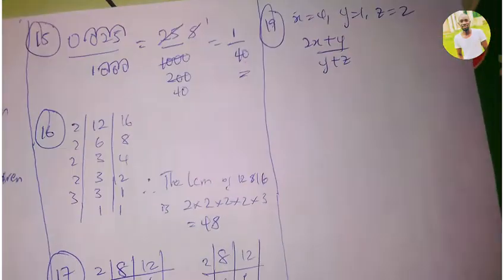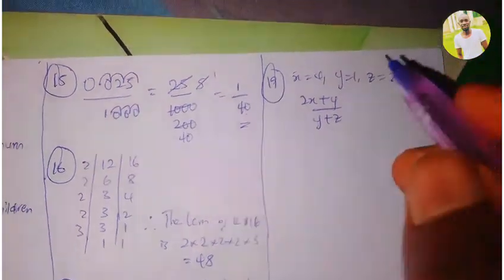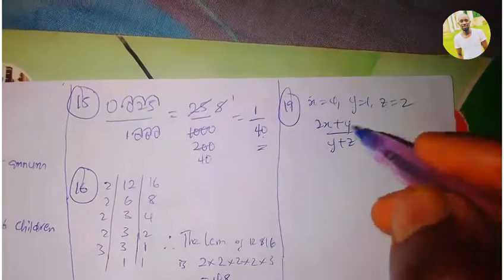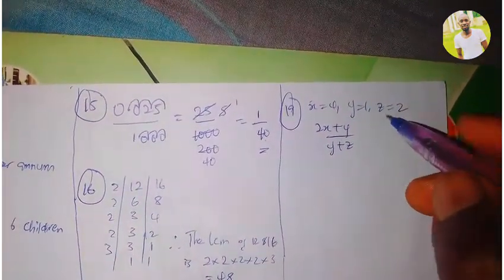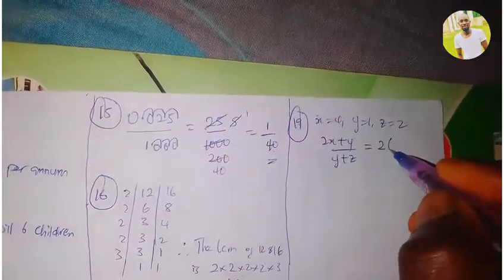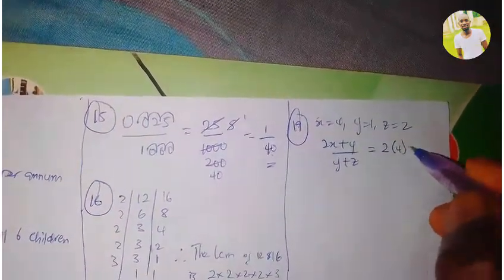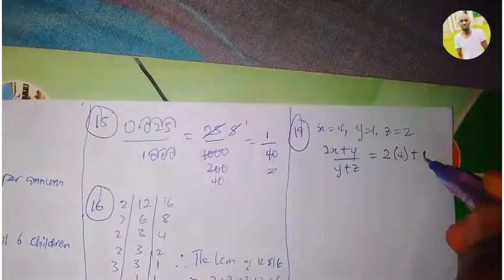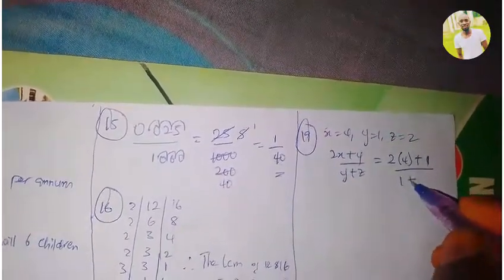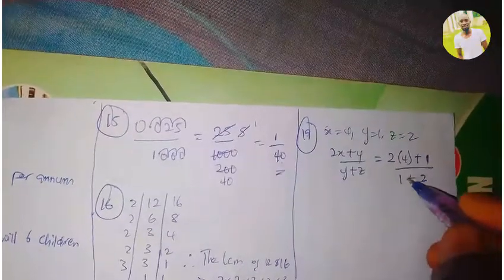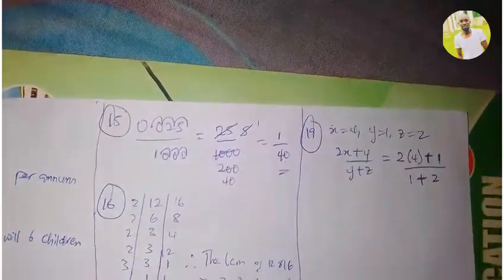In which case, how do we solve? Very simple. Since x is 4, whenever I see x, I put 4. Since y is 1, whenever I see y, I put 1. Since z is 2, whenever I see z, I put 2. So this is 2 into 4, plus 1, over 1 plus 2. I'm adding the signs that were given to us in the question.